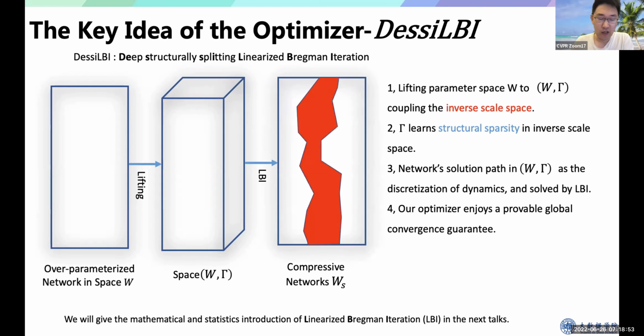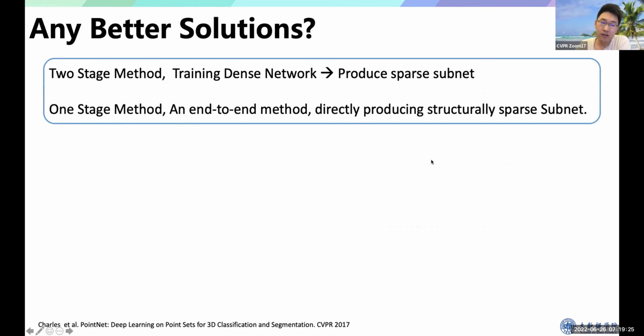And then we use LBI and get the compressed network W_S. Basically, this is the operation of lifting, by introducing inverse scale space and using LBI to solve it, which combined together, we call DessiLBI. This is our advertisement for this talk, and we'll give some mathematical and statistical introduction of LBI in the next talk. So why did we come up with this idea?